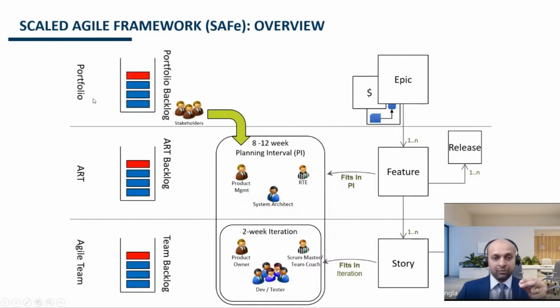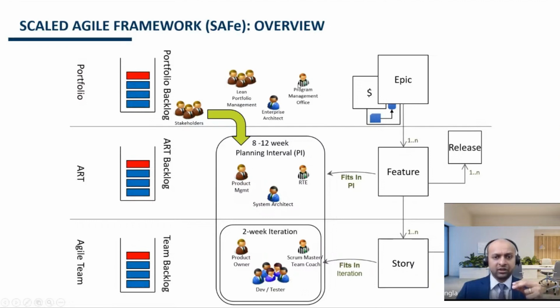The requirements at portfolio level are captured in the portfolio backlog, and each of these requirements is called an epic. And again, similar to the way features and user stories are defined, epics can be an enabler epic, which is represented by red color, and can be a business epic.